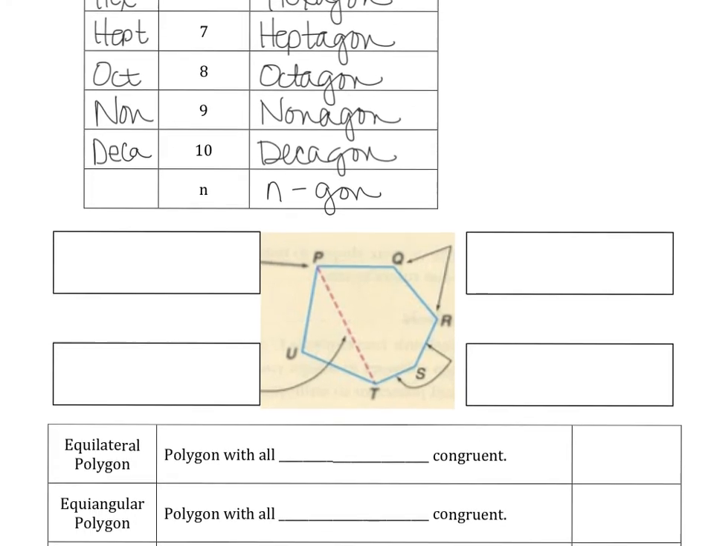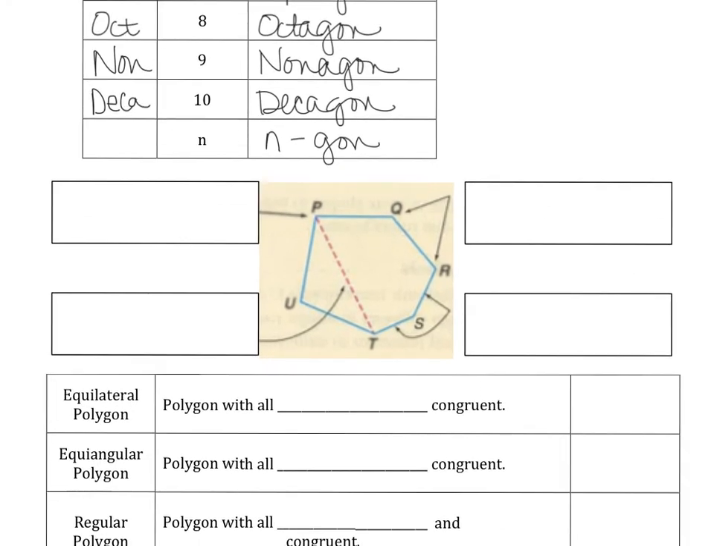Okay, moving down into our figure right here, we've got a polygon with 1, 2, 3, 4, 5, 6 sides. So we have a hexagon here. I'm going to put some names to those points. Point P here is called a vertex, just like in all of our other figures, and that's a point. PT, that dashed line here, is called a diagonal.